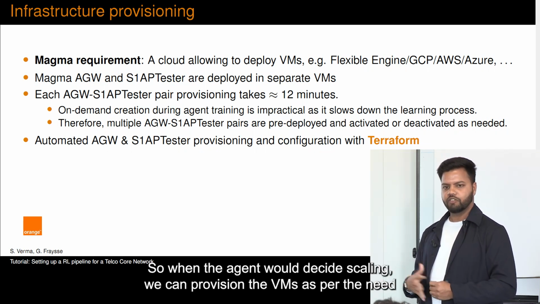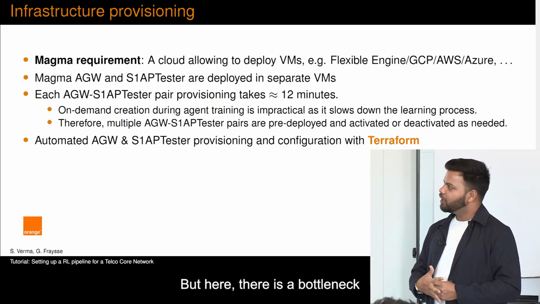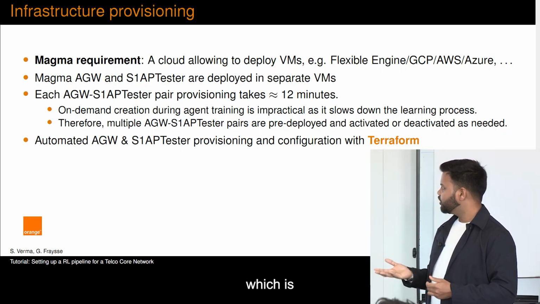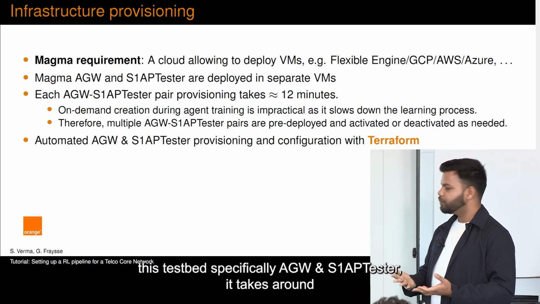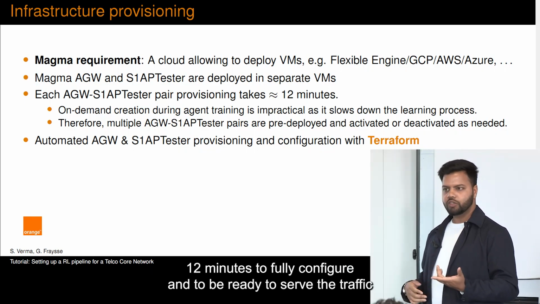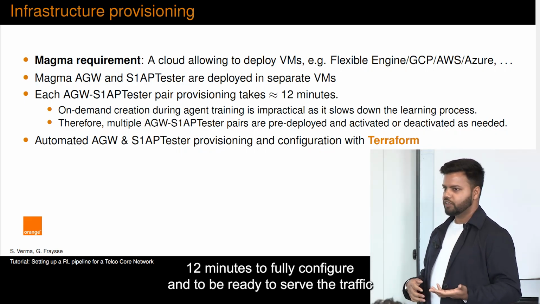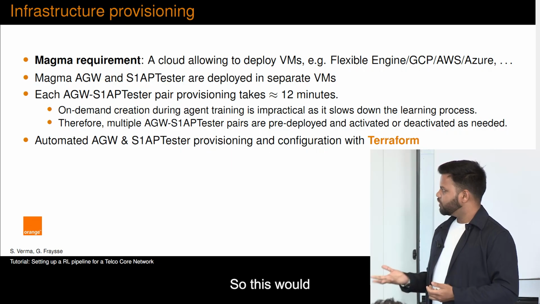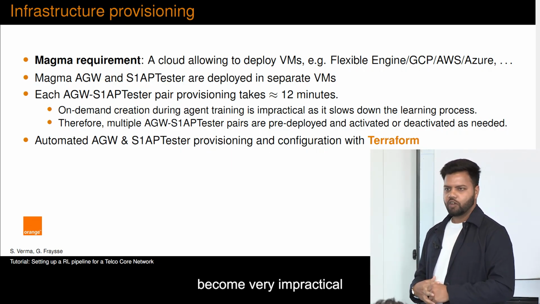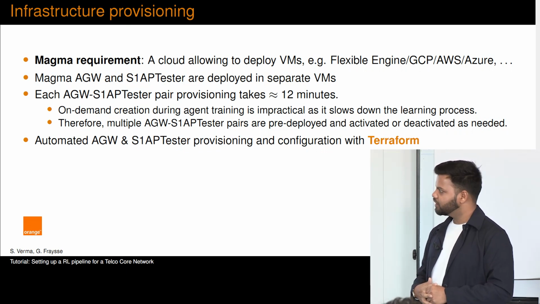So when the agent decides on scaling, we can provision the VMs as per the need. But here there is a bottleneck, which is this test bed, specifically the access gateway and S1AP tester. It takes around 12 minutes to fully configure and be ready to serve traffic. So this would become very impractical while training. Training time could increase a lot.